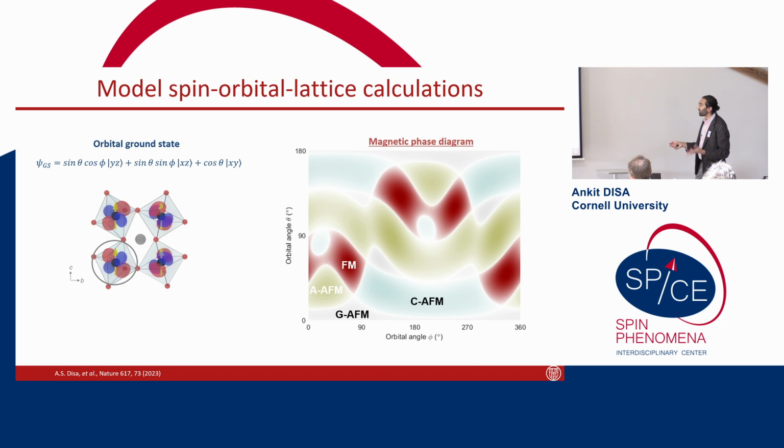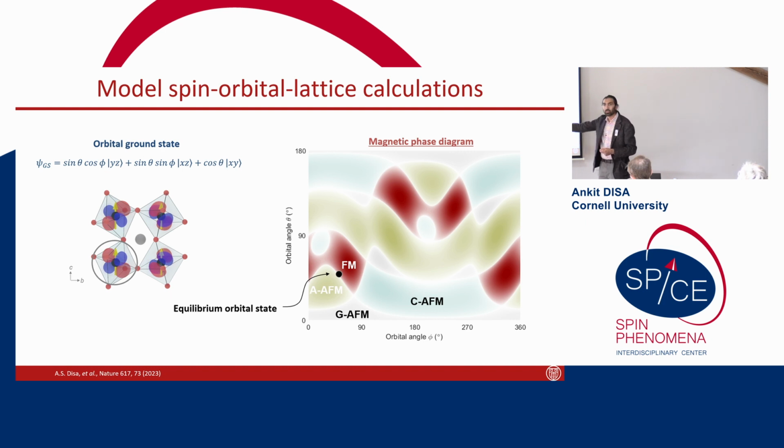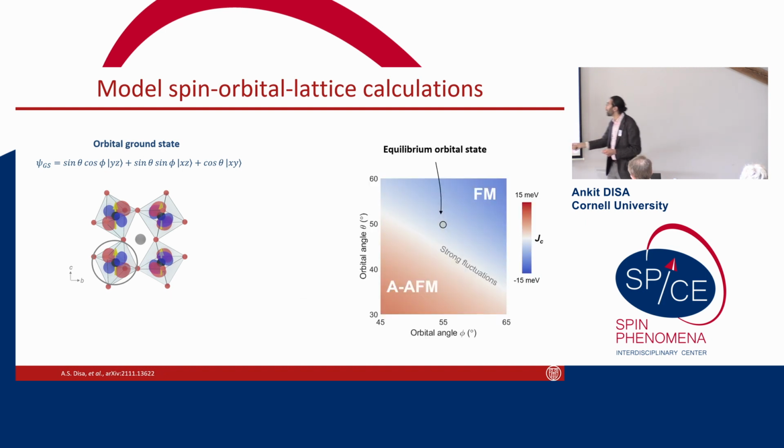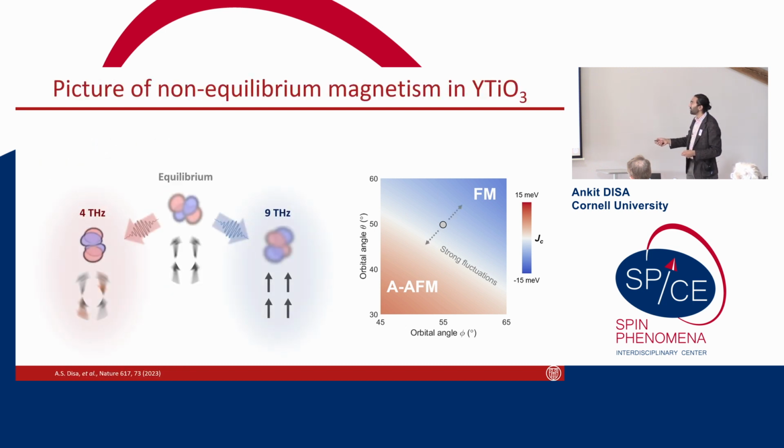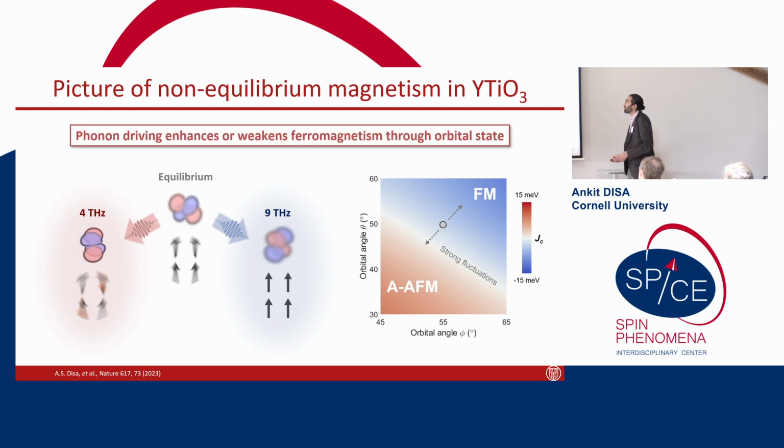What you can see is you end up with something very complicated, where you have different antiferromagnetic orderings, you have different ferromagnetic orderings, depending on exactly what orbitals you're living in. And the interesting part is that the equilibrium system sits really close to this phase boundary between ferromagnetic and antiferromagnetic. And so if you zoom in here, you can see that this is kind of the origin of these strong fluctuations. And what we find is that when we drive the lattice, we're essentially pushing the system closer to or farther from this phase boundary, which either weakens or enhances the effect of these fluctuations.